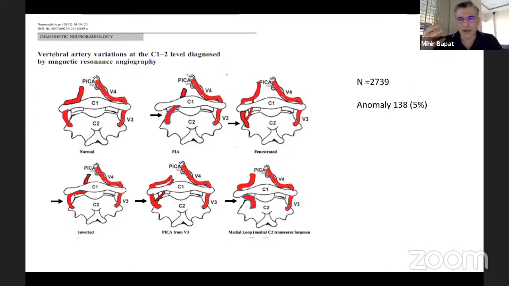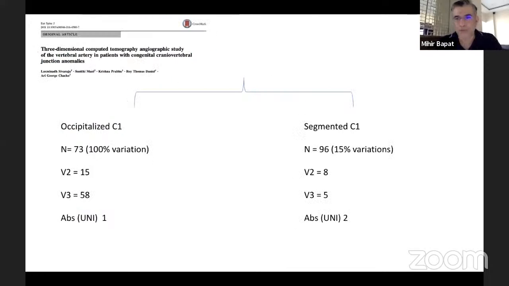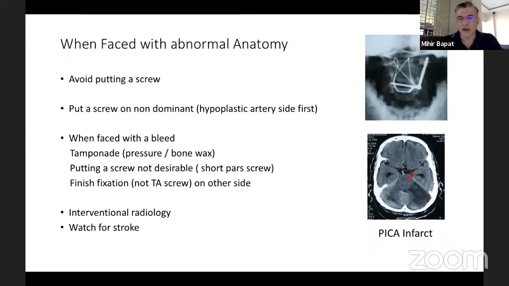So when they studied about 2,700 cases of normal individuals with an MRI, the vertebral artery anomaly was found in about 5% of the people. However, when you have an abnormal C1C2 complex, that is an occipitalized C1, the vertebral artery anomaly is present in 100%. Luckily, most of them are above the C1 arch, that is in zone 3. And the incidence below the C1 arch is about 5 to 15%. And this is what you must anticipate when you put a C1 lateral mass or a C2 screw.